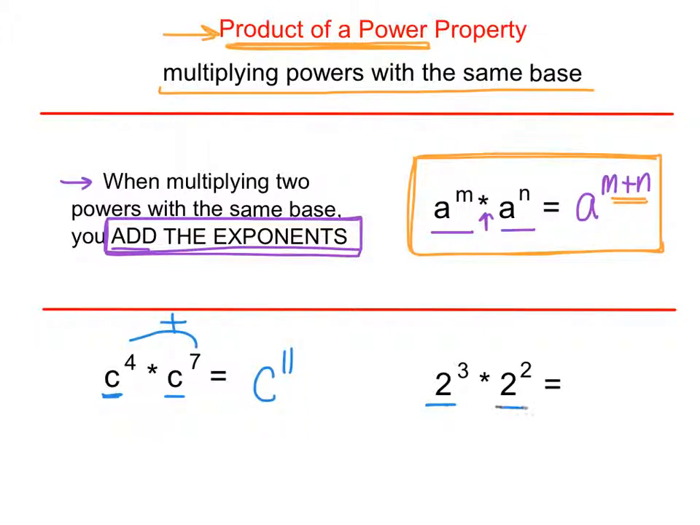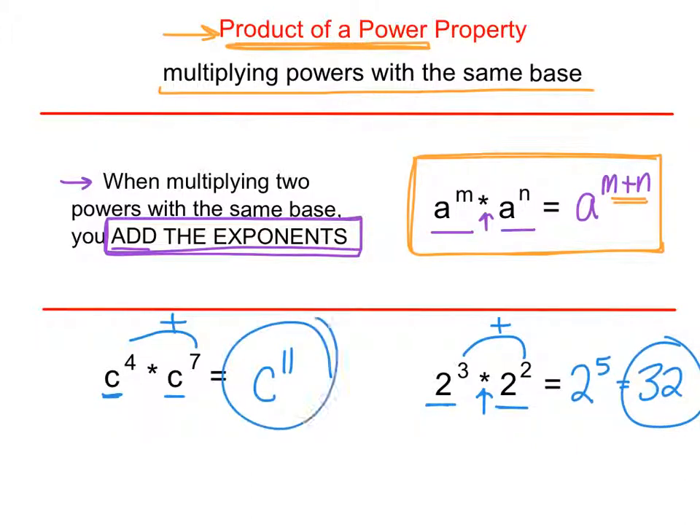2 things with the same base are being multiplied. We're going to add the exponents. We keep the base, 2, and our exponent becomes 5. However, because this is 2 to the 5th, we can simplify even more. 2 to the 5th is 32. And that is our answer.